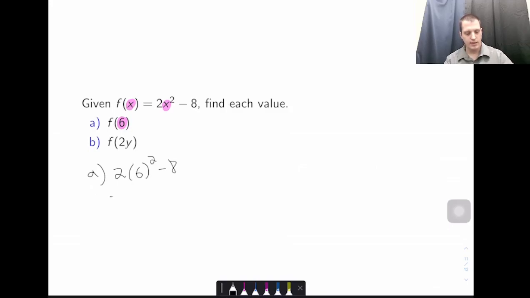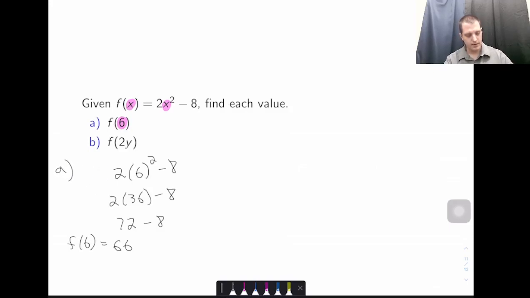which then gives me a 2 times 36. Keep in mind your order of operations: parentheses, exponents, then multiplication, division, then addition, subtraction. So I'm going to get, let's see, 2 times 36, that gives me a 72 minus 8. Okay, that gives me a 66. So this tells me that my f of 6 is equal to 66.